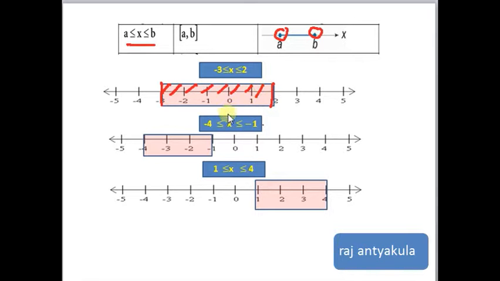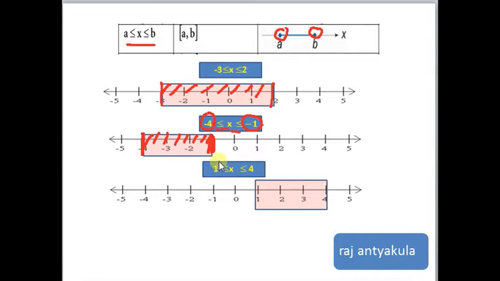Okay. Now go for the other example. Minus 4 less than or equal to x less than or equal to minus 1. What is the lower limit? Minus 4. Minus 4 is the lower limit. What is the upper limit? Minus 1. It will take both minus 4 as well as minus 1, and also x can take any value that lies in between minus 4 and minus 1.